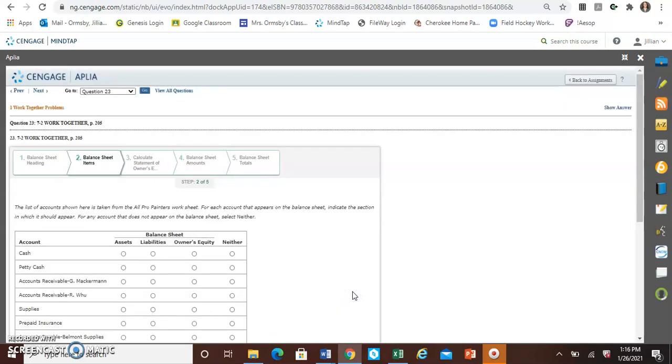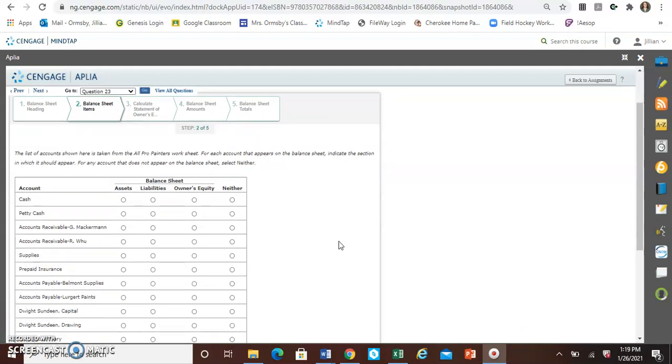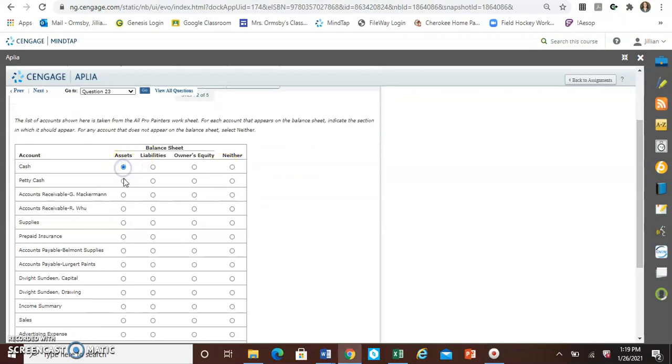Our next step is to indicate which accounts are going to be included in the balance sheet. So we're first going to indicate which accounts are assets. So we know cash, petty cash, accounts receivable, supplies, and prepaid insurance are all assets and therefore all going to be included in the balance sheet. Our liabilities are accounts payables, both included in the balance sheet.